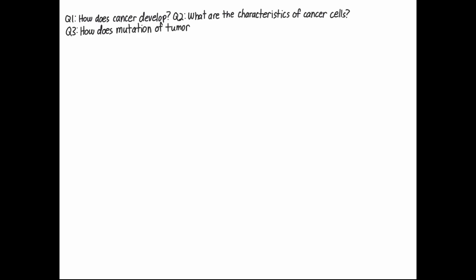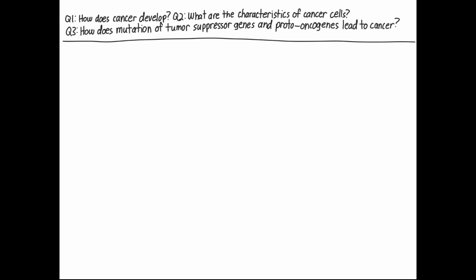And our 3 questions are: how does cancer develop? What are the characteristics of cancer cells? And how does mutation of tumor suppressor genes and proto-oncogenes lead to cancer? There's a lot to these questions, so we'll take 2 videos to answer them.